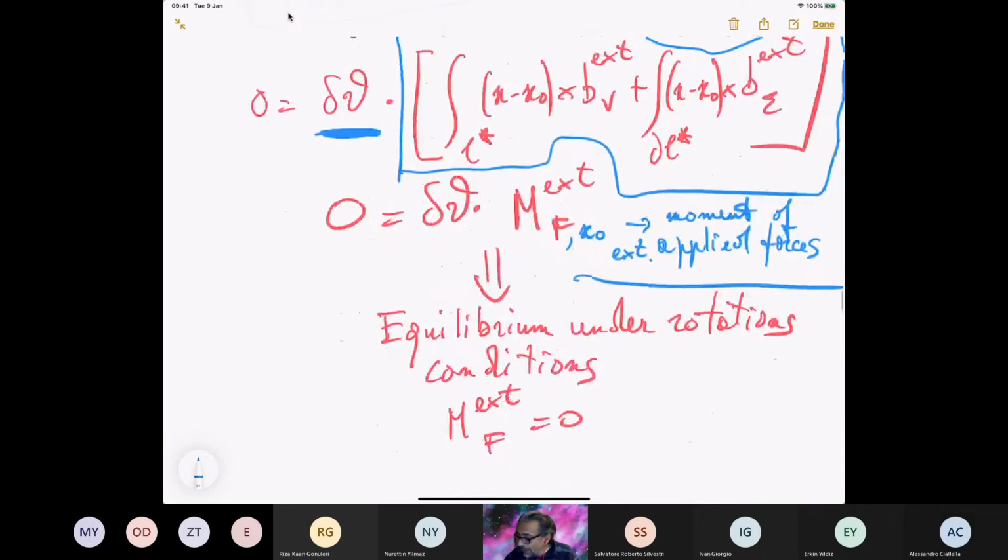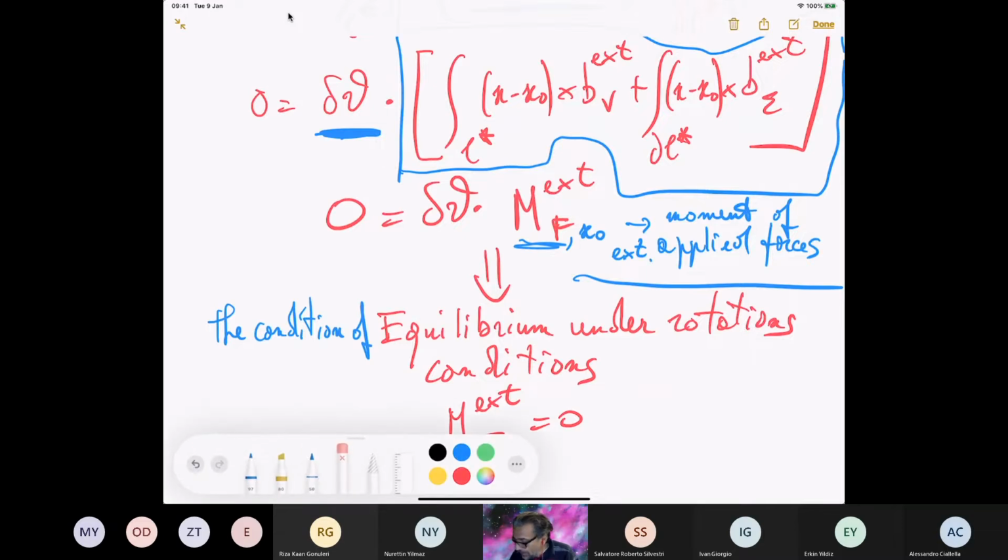And this moment has to be 0. Why? Because the condition of equilibrium under rotation implies this.